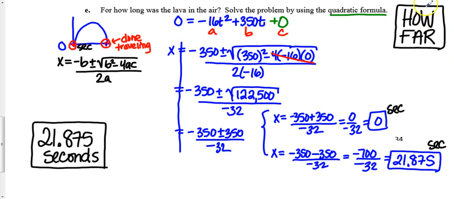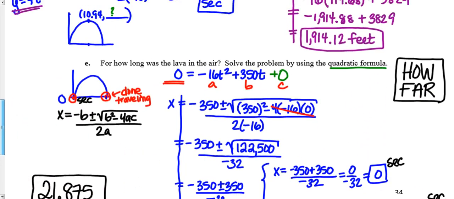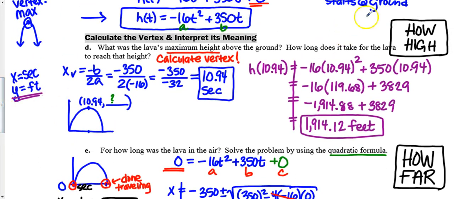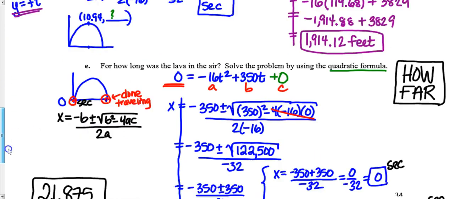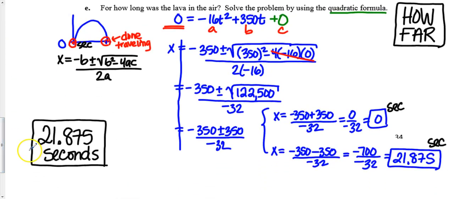But big picture, whenever you're asked how far does something travel, the question will tell you what to set this equal to, and then work towards using the quadratic formula. So we have two types of questions on the table right now. How high, that requires calculating the vertex. How far, which requires utilizing the quadratic formula. Let's look at another example.